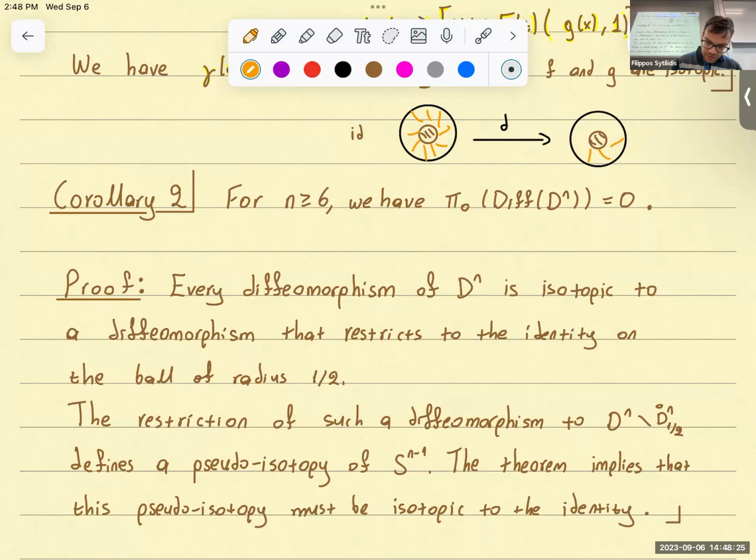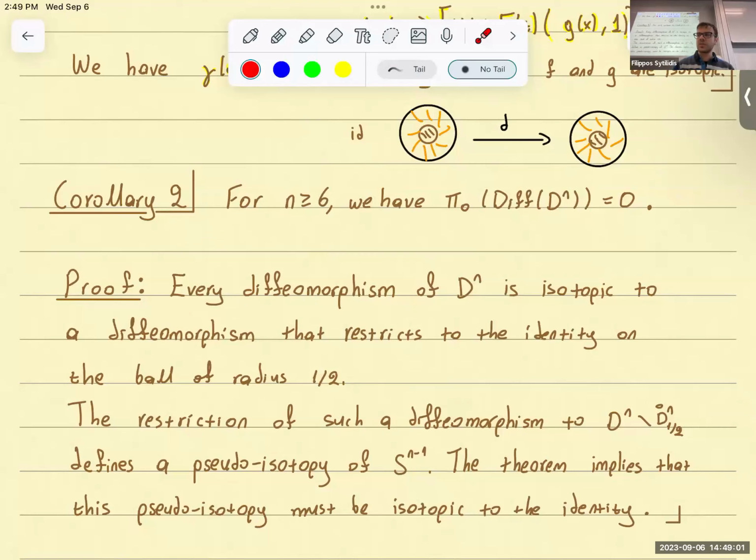Now I have a diffeomorphism, or I'm isotopic to a diffeomorphism, that is the identity on the brown part. And if it's the identity on the brown part and it's a diffeomorphism, it's definitely going to send the orange part to the orange part, right? So it's going to be a diffeomorphism from the complement of the disk of radius 1.5 and the disk of radius 1 to itself. Well, that's exactly a pseudo-isotopy, right?